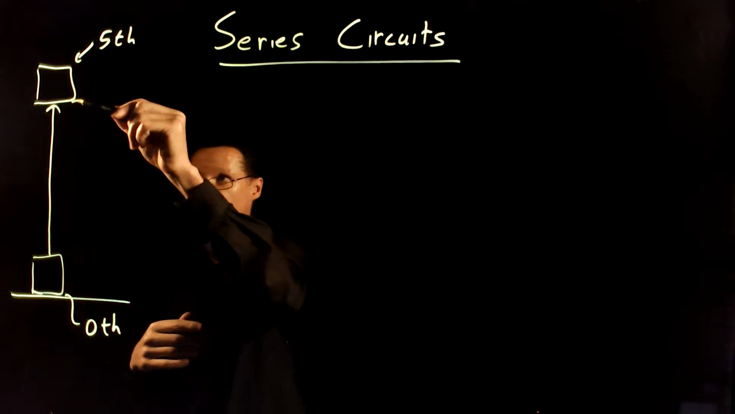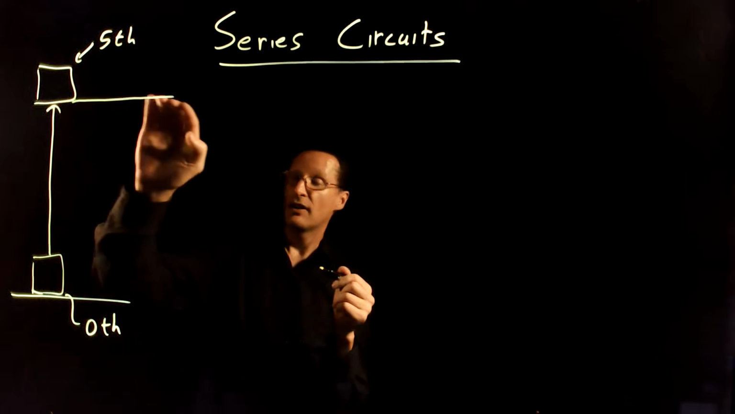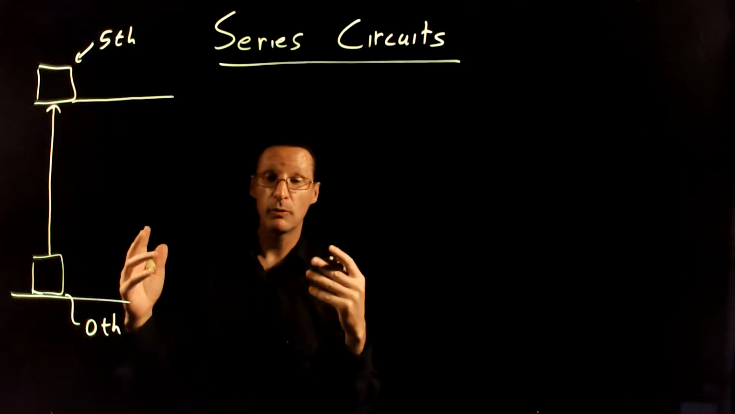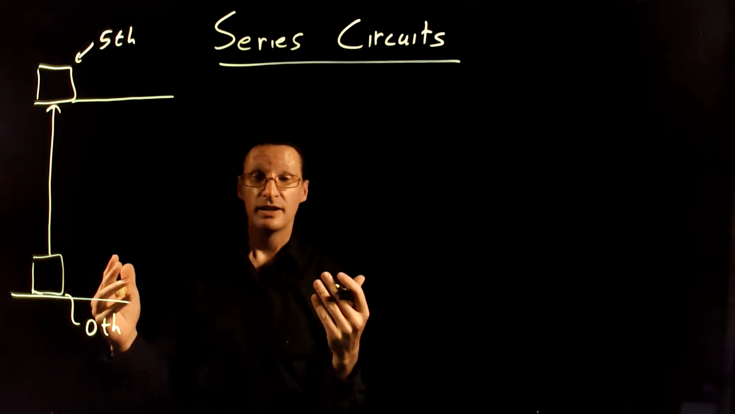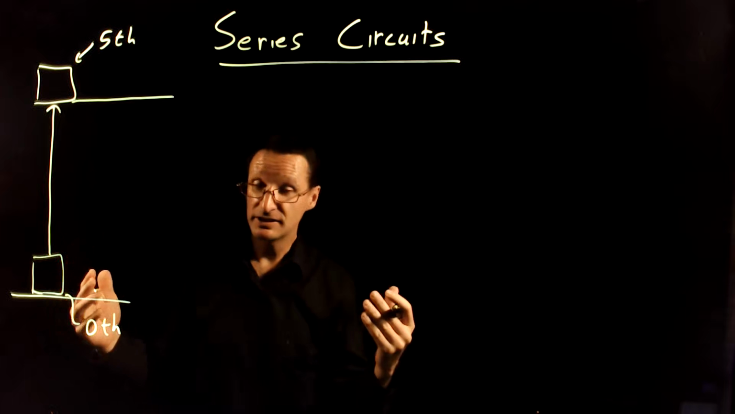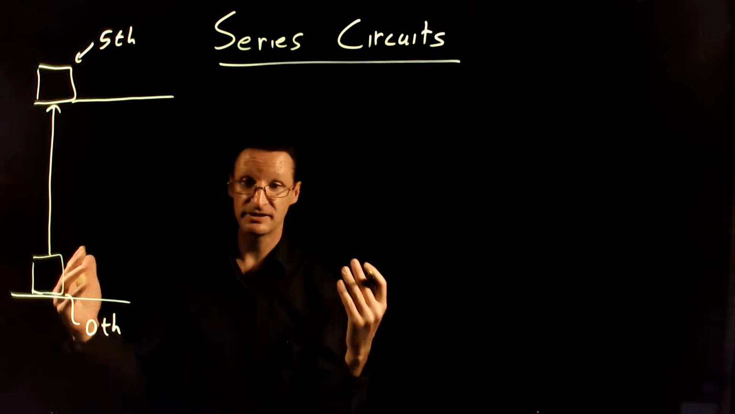Then you get out and you walk along the 5th floor, on a level floor. And by walking along that level floor, your potential energy does not increase or decrease. Your gravitational potential energy stays constant.